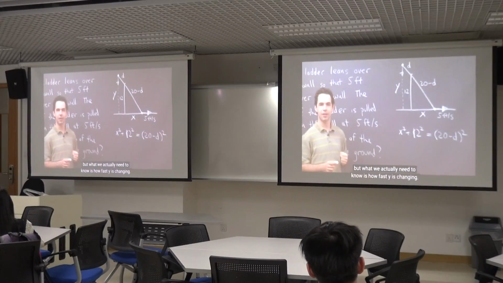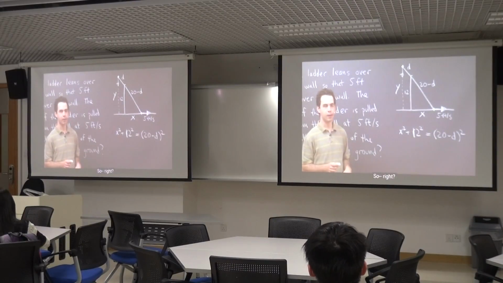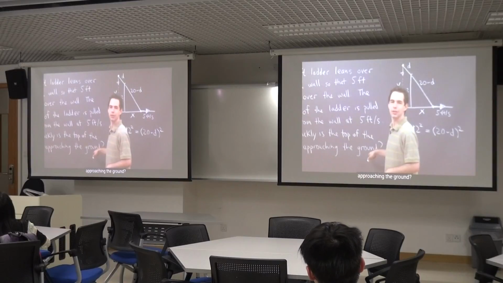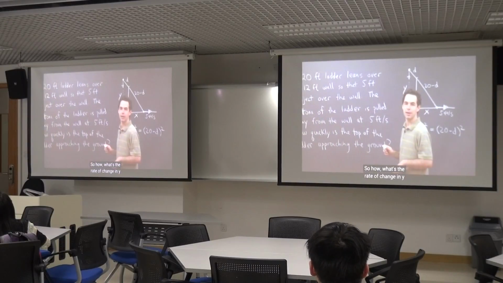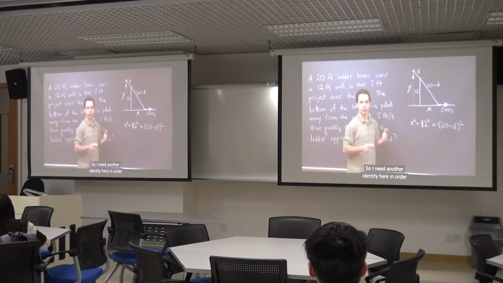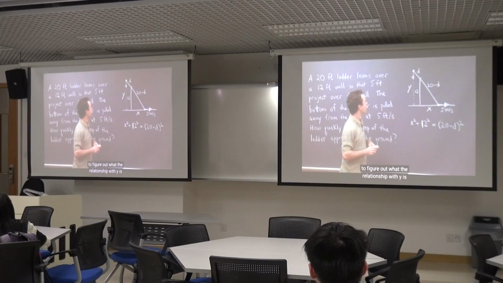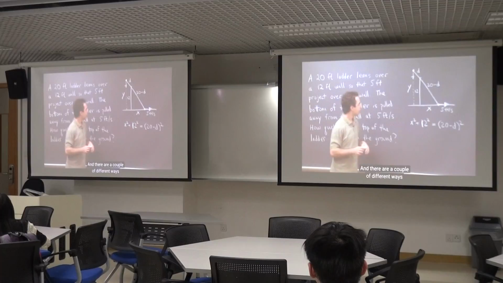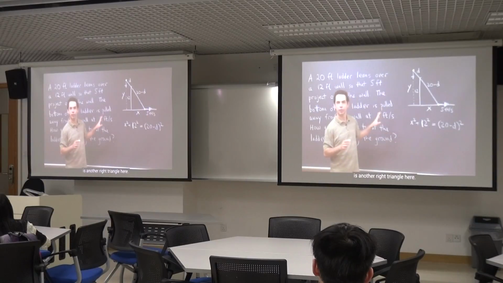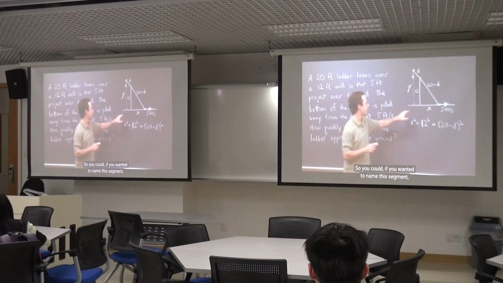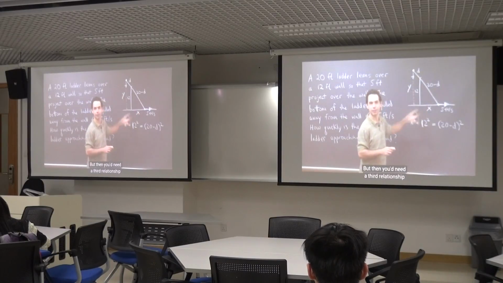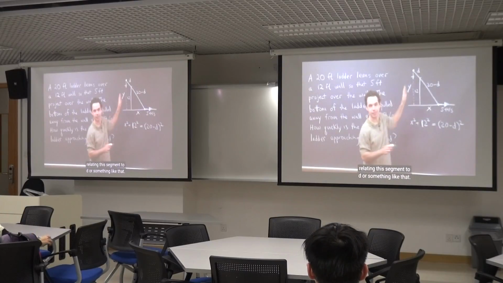But what we actually need to know is how fast y is changing. Right, because that's what the question is asking for: how quickly is the top of the ladder approaching the ground? So what's the rate of change in y with respect to time? I need another identity in order to figure out the relationship between y and these other variables. There are a couple of different ways to go about this. There is another right triangle here. You could name this segment as well and use another right triangle, but then you'd need a third relationship relating this segment to d or something.